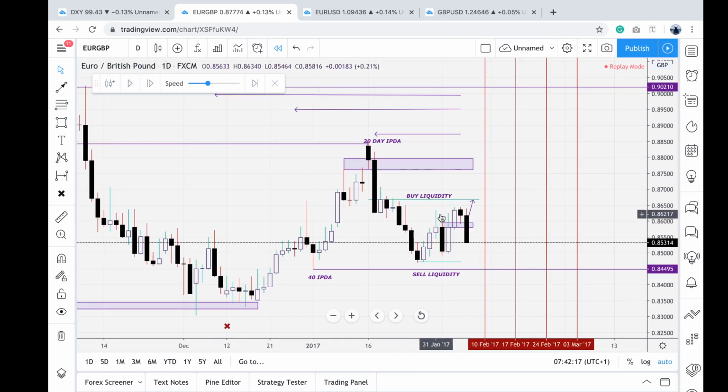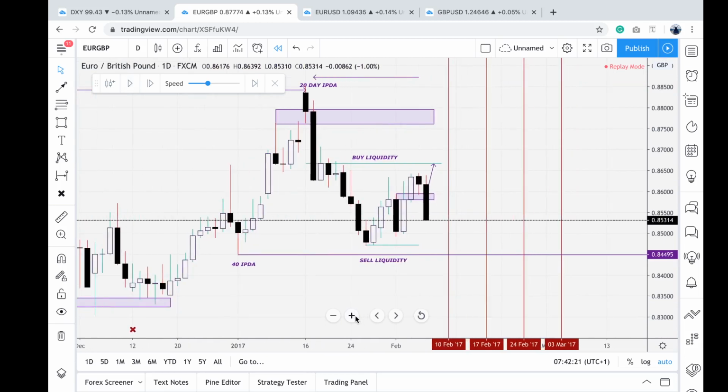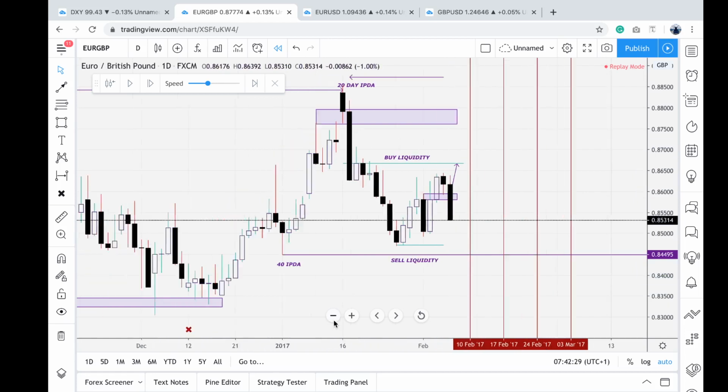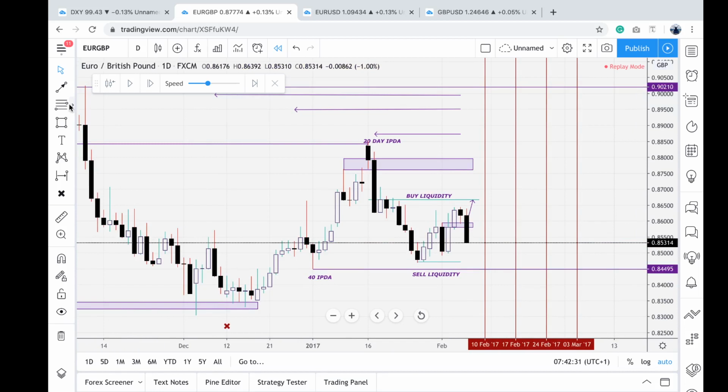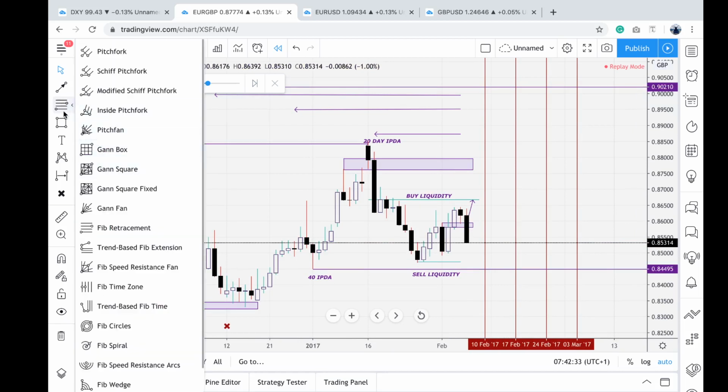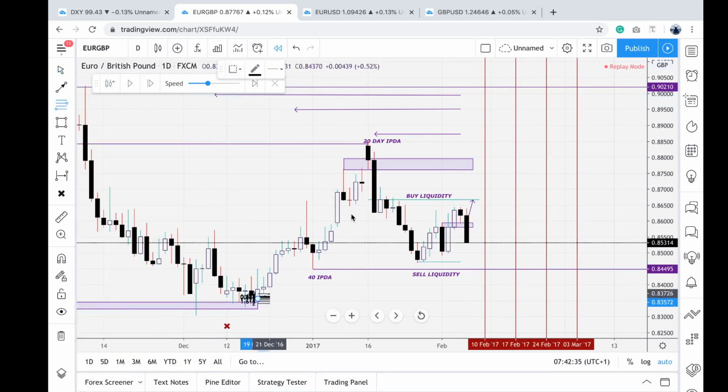Right, so we're very, very wrong on euro pound. Let's begin to analyze why we were wrong on euro pound. What actually happened? As this was a very clean level for price to reference. So what we're gonna do is pull up Fibonacci. Let's find out why we were wrong on this currency.